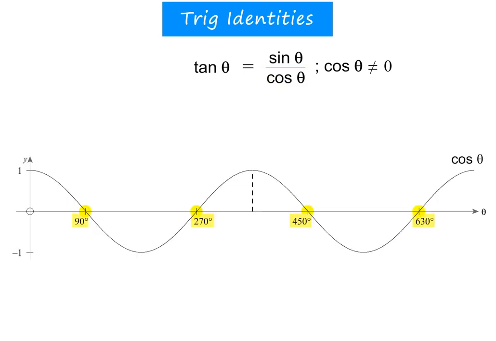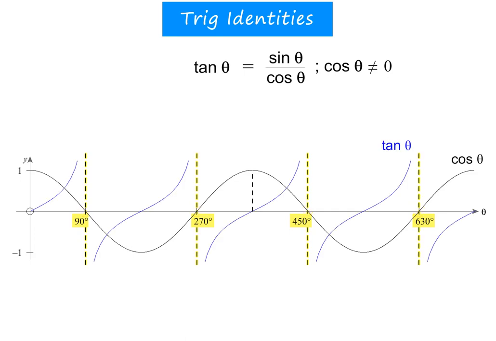The cos graph clearly shows that cos theta is equal to 0 at 90 degrees, and then every 180 degrees after that. This will also be the case when you go to the left of the y-axis. If we now add the tan graph, we can see that it is undefined at the same places where cos theta is equal to 0. In other words, this identity is undefined where tan theta is undefined, or where cos theta is equal to 0.